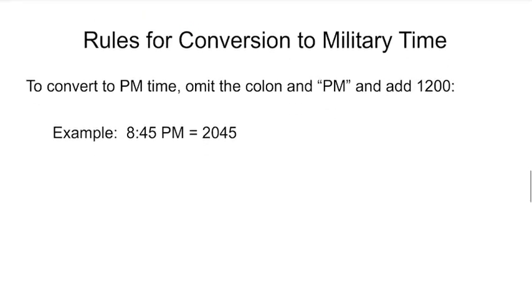To convert PM time, I'm going to omit the colon, I'm going to omit the PM, and I'm also going to add 12 because 12 o'clock is noon. If I'm going to evening, I'm going to add 12 to my number. So 8:45 p.m. would be 8 plus 12, which is 20:45.